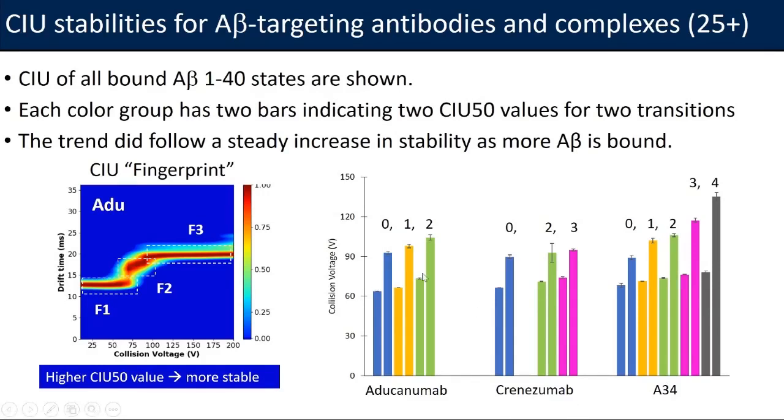Aducanumab has, again, stability increases as you might expect for its 1 to 1 and 1 to 2 binding. That slope, if you will, in stability increase is shallower for crenezumab. We don't see as much of a stability increase for binding either the 1 to 2 stoichiometries or 1 to 3 stoichiometries that we can observe. And the steepest slope here is for this A34 species, which goes all the way up to this level of stability up here for this 1 to 4 type stoichiometry that we observe.